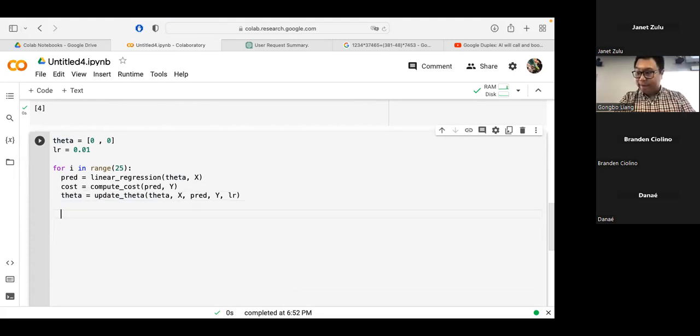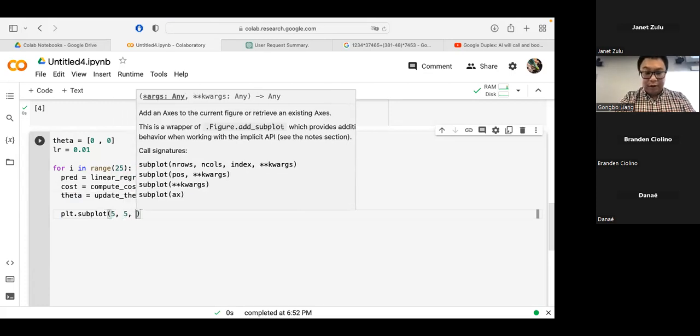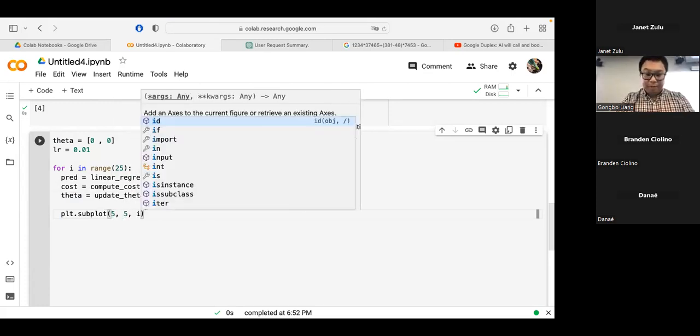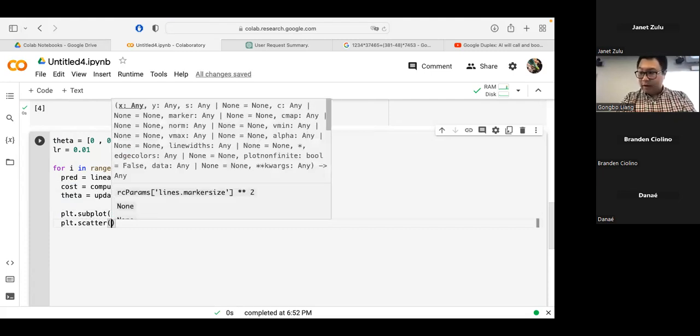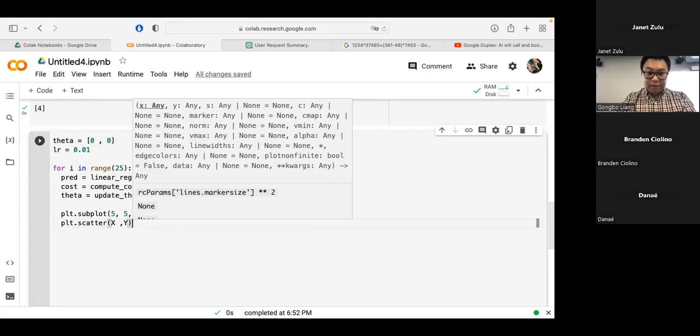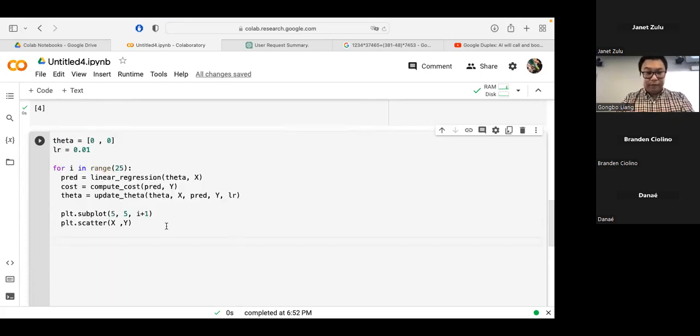What I want to do is use a subplot, 5, 5, and i plus 1. Then plt.scatter x, y, and yep, that's fine. For each iteration I create a new sub figure, and I first plot all the data there. Next, I need to plot a line to indicate the model.